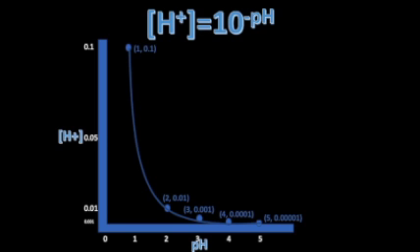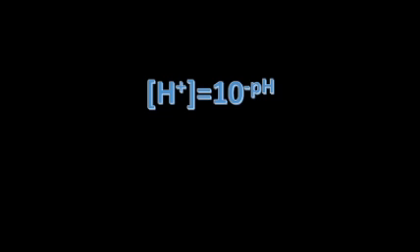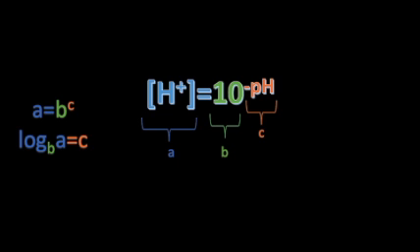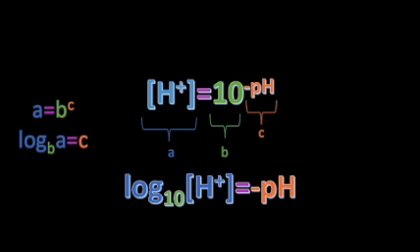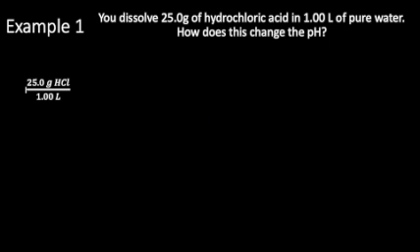Now let's manipulate this function so we can use the H+ concentration to get pH. Here are a few equations to help you see how a logarithm rearranges the variables in an equation to make the exponent accessible. Taking the logarithm of our equation gives log base 10 of the H+ concentration equals negative pH. Keep in mind your calculator assumes 10 as the base unless otherwise specified. Let's work a few examples.